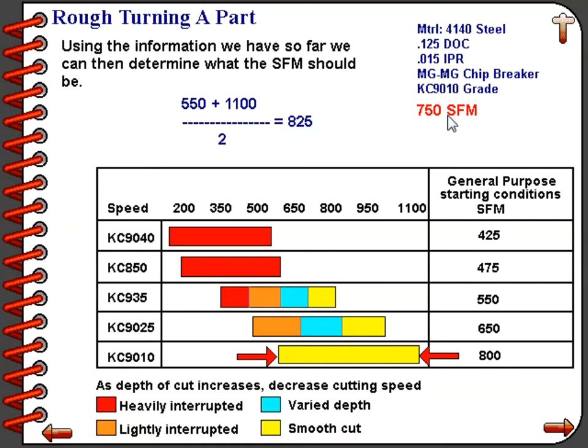So based on this, in our 125 thousandths depth of cut, what I'm going to do is slow it down just a notch. And that would be, we'll say for this example, 750 SFM, and we'll give that a try and see how well it performs for us.